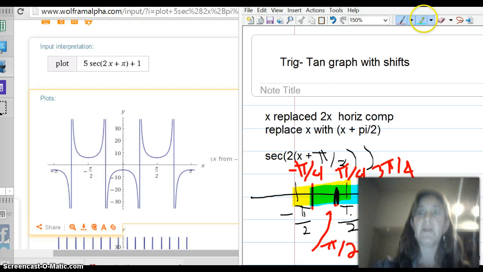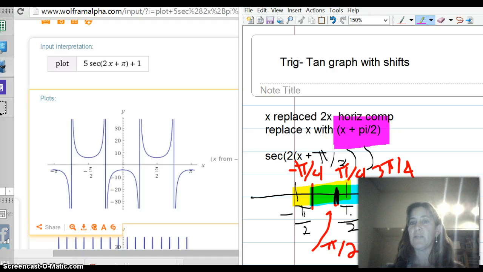That's really interesting because now my next step is to do my horizontal shift. The x plus pi halves, that's what I replace next. That's a horizontal shift of pi halves to the left. It's going to affect the graph because the period of the graph is pi. However, the asymptotes occur every pi halves units. So if I shift all my asymptotes to the left pi halves, they in fact stay the same.